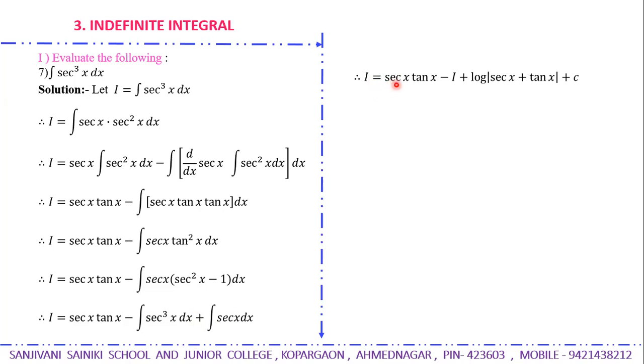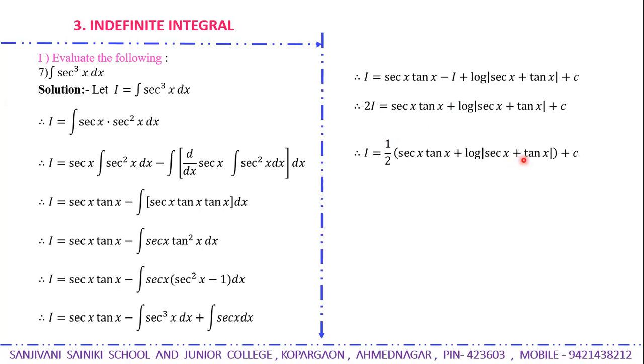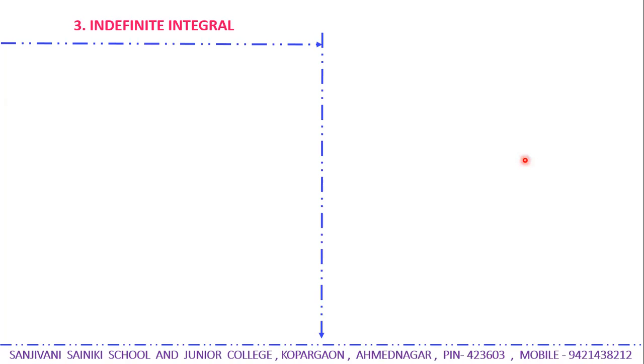So I is equal to sec x into tan x minus I plus log of modulus of sec x plus tan x plus c. Therefore 2I is equal to sec x into tan x plus log of modulus of sec x plus tan x plus c. Now what we can do? We will divide this equation by 2, 1 upon 2 times this. So this is the integral of the given function.